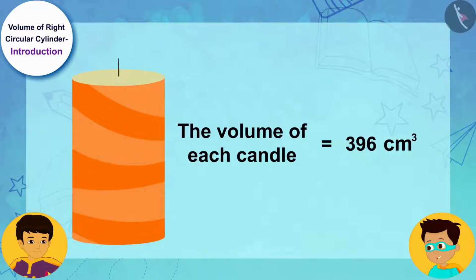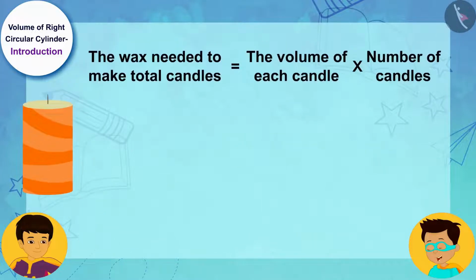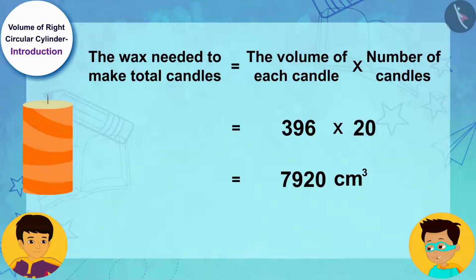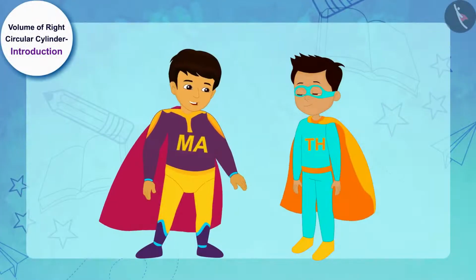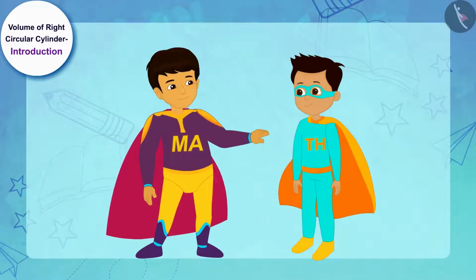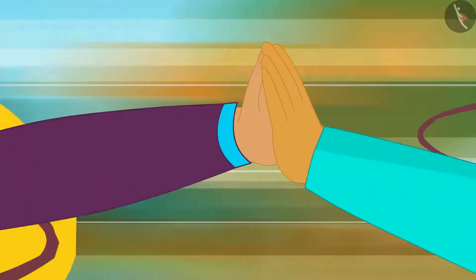And I want to make 20 such candles. For this, I will need 396 times 20. That is 7,920 cubic centimeters of wax. Let us go back to our world and buy wax from the market. Then we will make candles together.